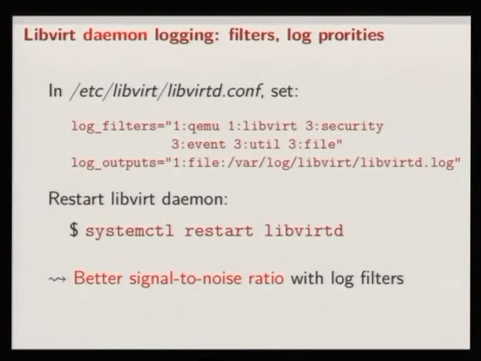That's how you enable it. You supply these config variables in libvirt daemon's config file, and you restart the libvirt daemon, followed by triggering a test from the beginning, so you can see what's going on.